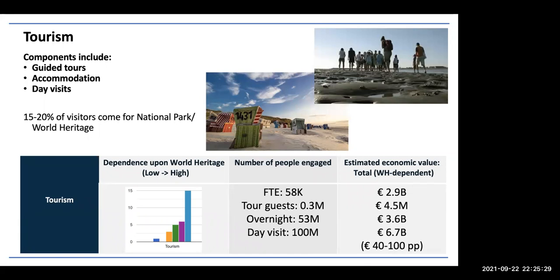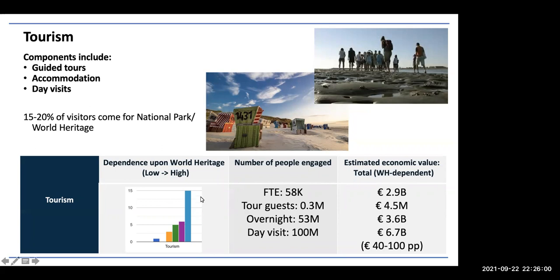In the Wadden application, tourism was one of their key business types. So here, the collective workshop organizing group compiled some information about the number of people involved and engaged in those World Heritage tourism activities, and the estimated economic value of those different components.